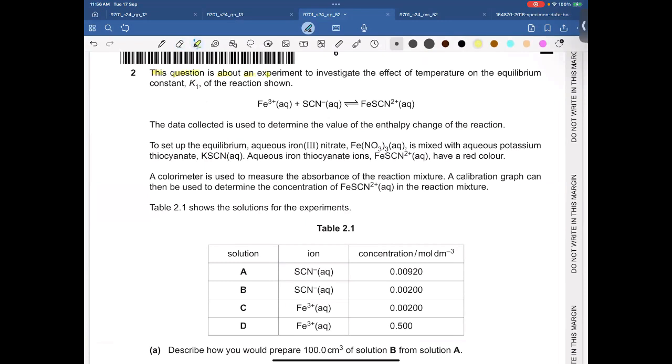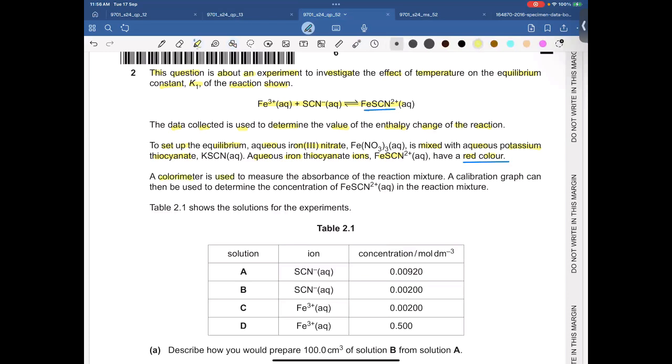This question is about an experiment to investigate the effect of temperature on the equilibrium constant K1. So according to A-level chemistry, the equilibrium constant depends on temperature. If temperature changes, the equilibrium constant changes. If temperature is constant, the equilibrium constant remains constant. Okay. So the reaction is given in the question. The data collected is used to determine the value of the enthalpy change of the reaction. To set up the equilibrium, aqueous iron(III) nitrate is mixed with aqueous potassium thiocyanate. Aqueous iron thiocyanate forms, which has a red color. So you need to remember the red color of this complex, okay?